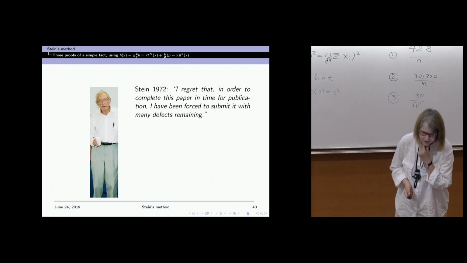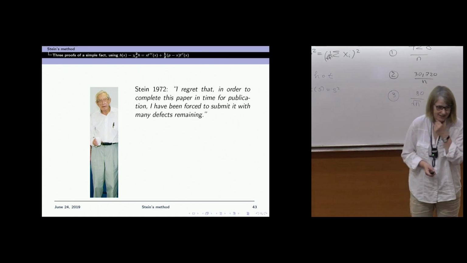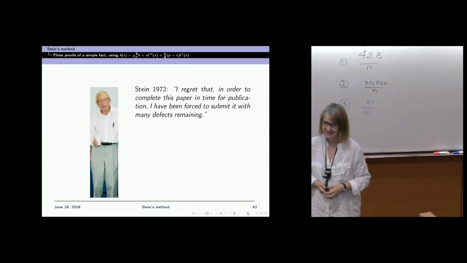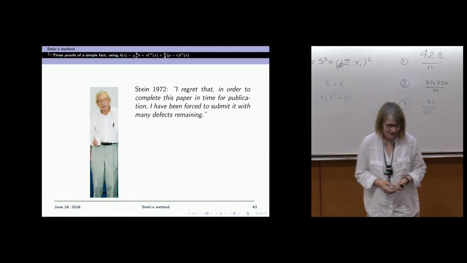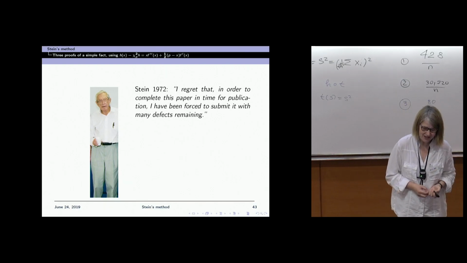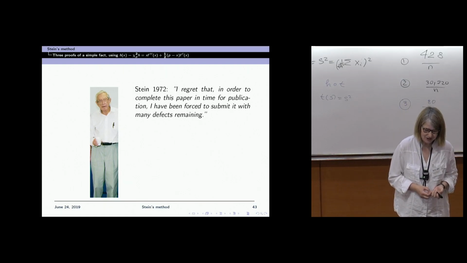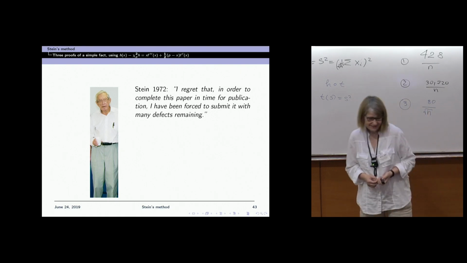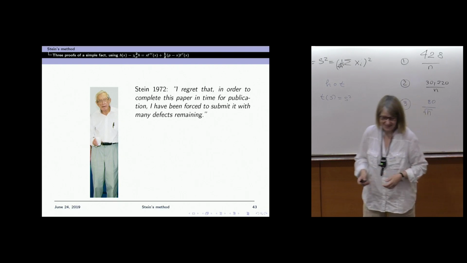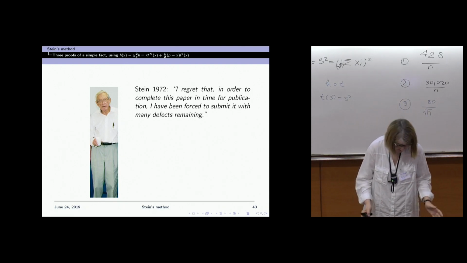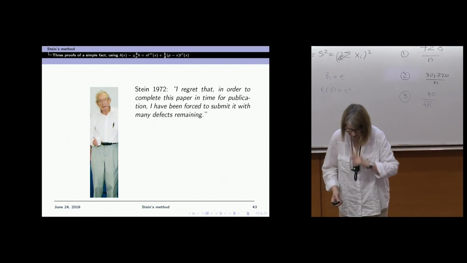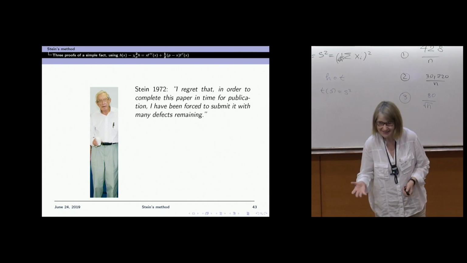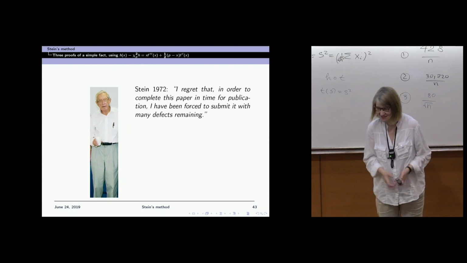So just one thing I would like to end with. In the 1972 paper, which started it all, by Charles Stein, he wrote, "I regret that in order to complete this paper in time for publication, I've been forced to submit it with many defects remaining." So I think sometimes it's good to publish things even when you think they're not perfect. Okay, thank you for your attention.